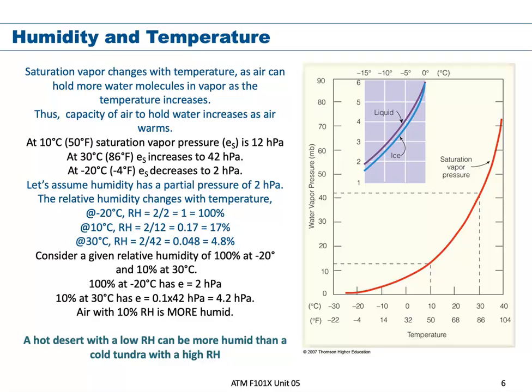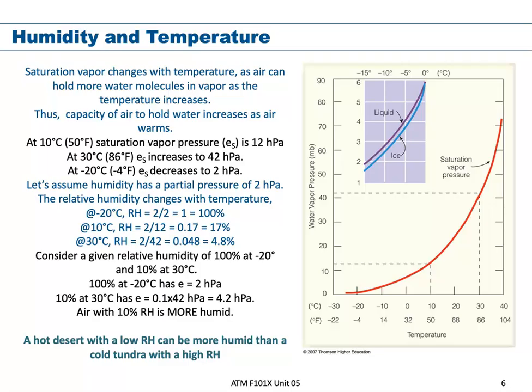Consider a given relative humidity at 100% at minus 20 degrees and 10% at 30 degrees Celsius. 100% humidity at minus 20 degrees Celsius has E equal to 2 hectopascals. 10% humidity at 30 degrees Celsius has an E of 0.1 by 42 hectopascals, or 4.2 hectopascals. Thus, the air with 10% relative humidity is more humid than the air with 100% relative humidity.